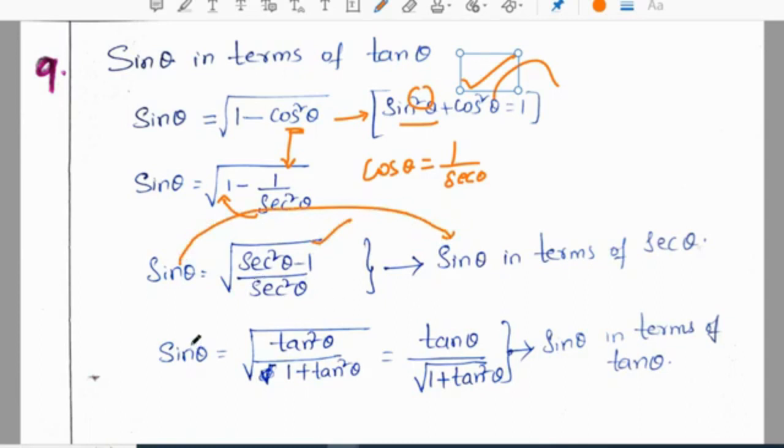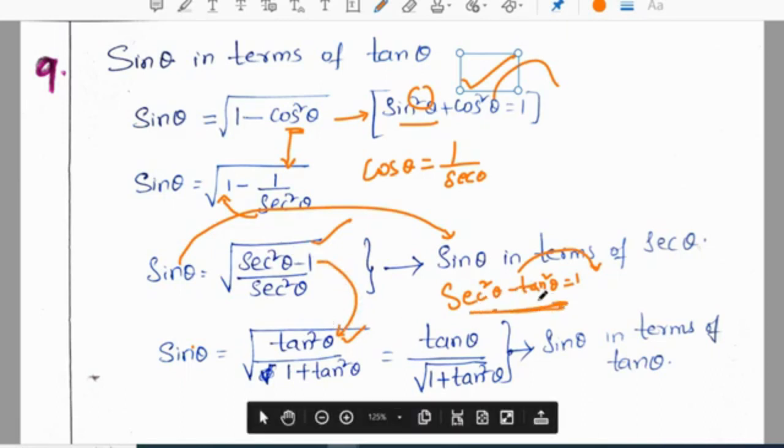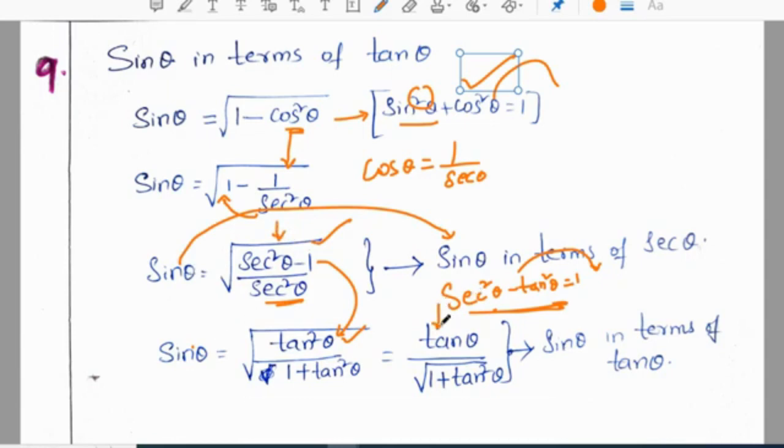Now we have to convert sin theta in terms of tan theta. So secant square theta minus 1 is tan square theta. This is based on the identity secant square theta minus tan square theta is 1. So secant square theta will become 1 plus tan square theta. In the place of secant square theta minus 1, I am replacing it with tan square theta based on this identity, and secant square theta is equal to 1 plus tan square theta. So the square root cancels, and we get tan theta by root over 1 plus tan square theta. So we have converted sin theta in terms of secant theta and sin theta in terms of tan theta.